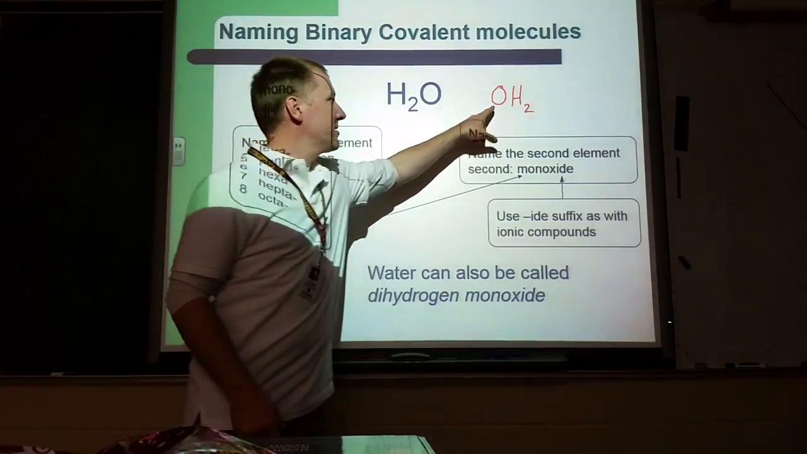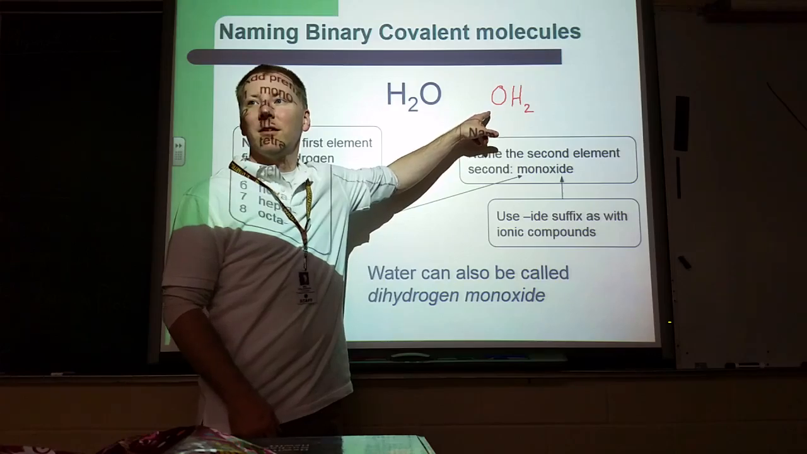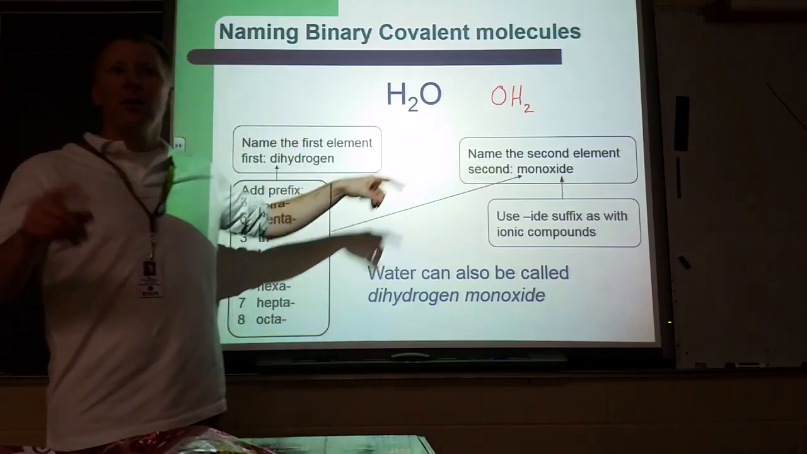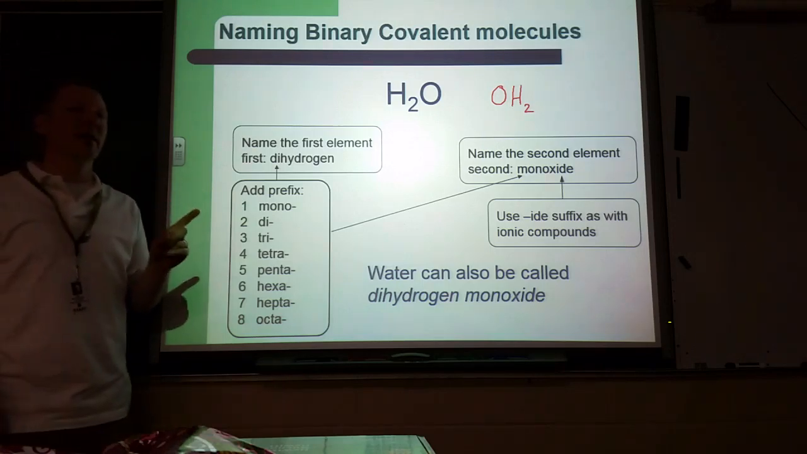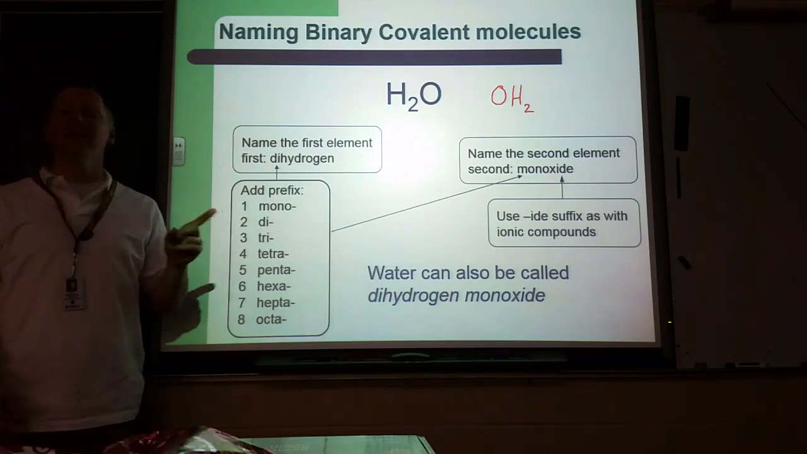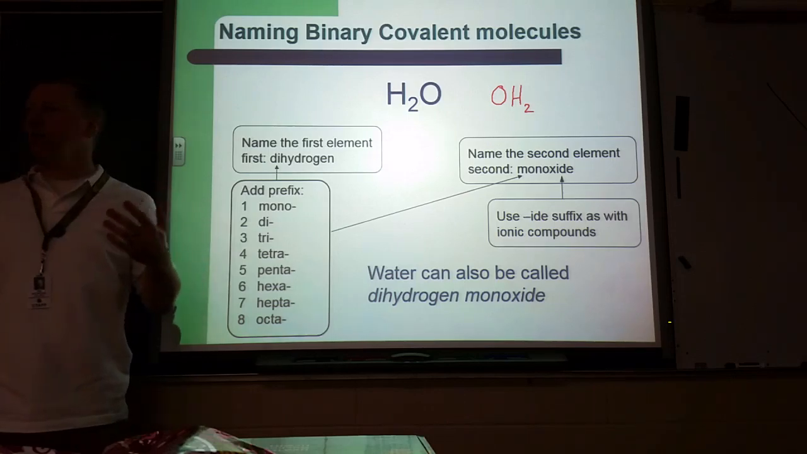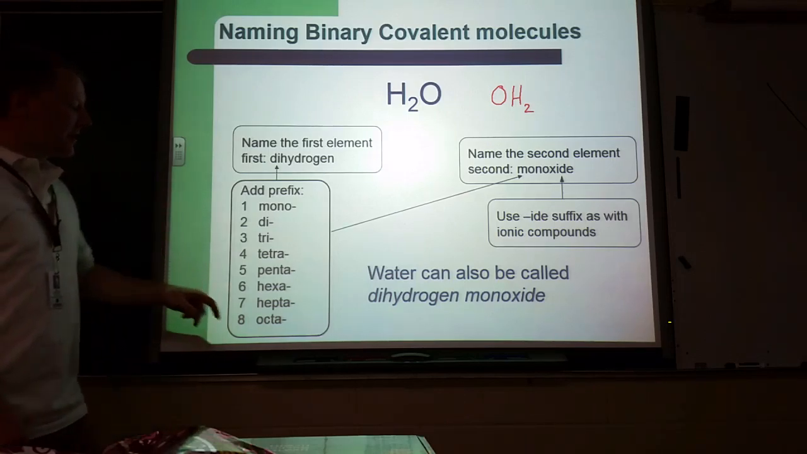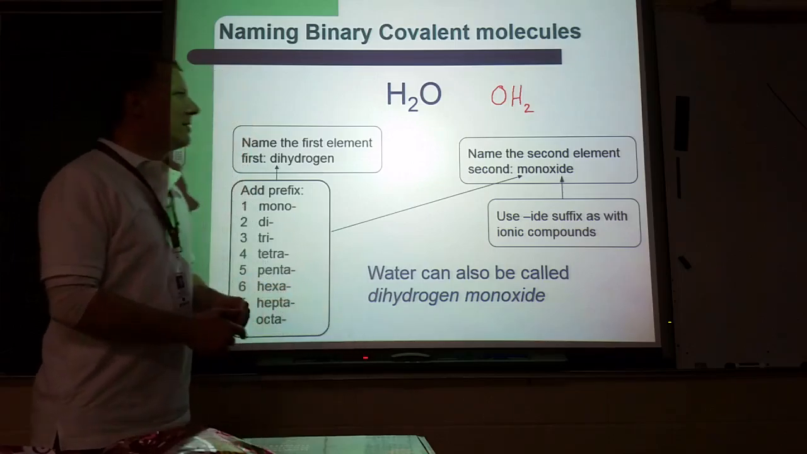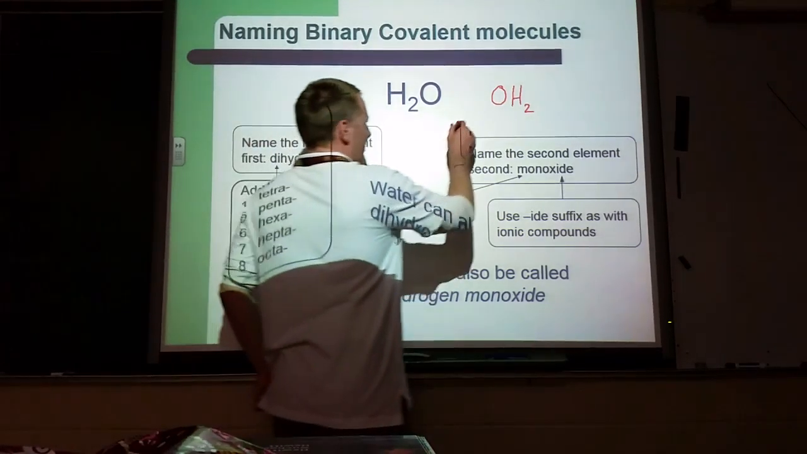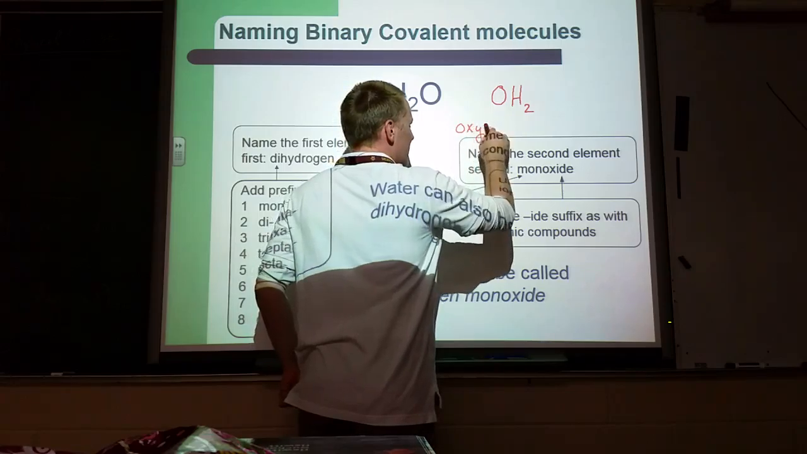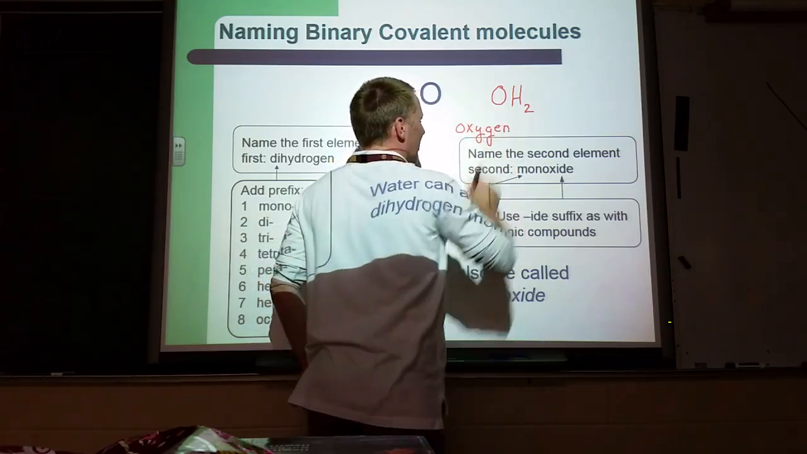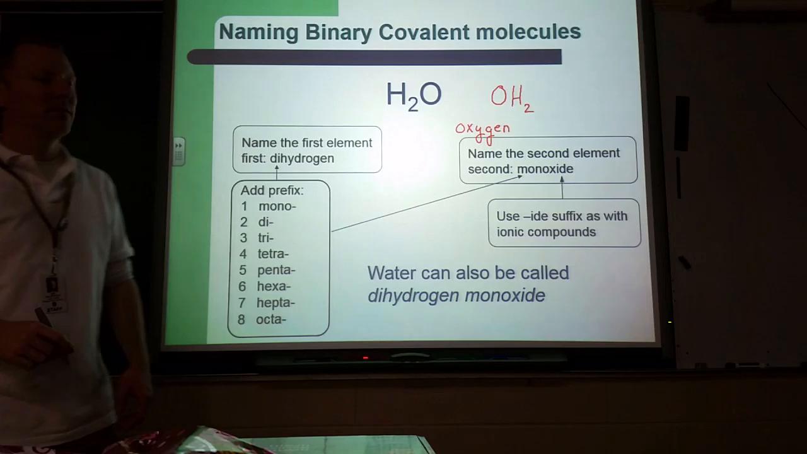Well, first name is here. How many do we have? One. What prefix do we use if there's one? Mono. Could use mono, but this is a first name, which also means we don't need to use mono, and very often we wouldn't. So instead, we would just write out the first type of atom, oxygen. If there's more than one, we must use the prefix, but if there's one, we usually don't.